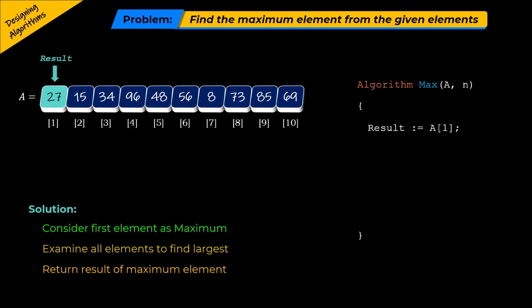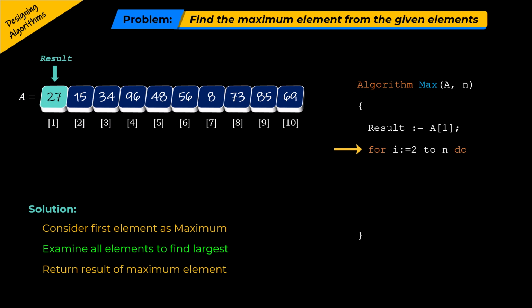Then the next task is to examine all the elements. Examining all the elements is traversing the array. So to do this, we will use a for loop with i as the variable and assign the value 2, since we will be examining or traversing the array from the second element till the last element. Therefore, we will have i equal to 2 to n.